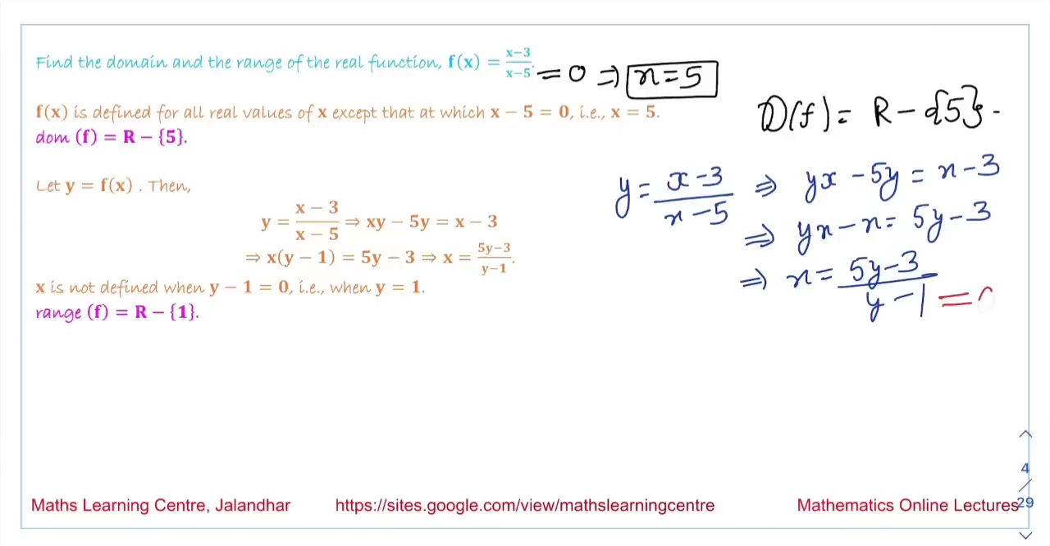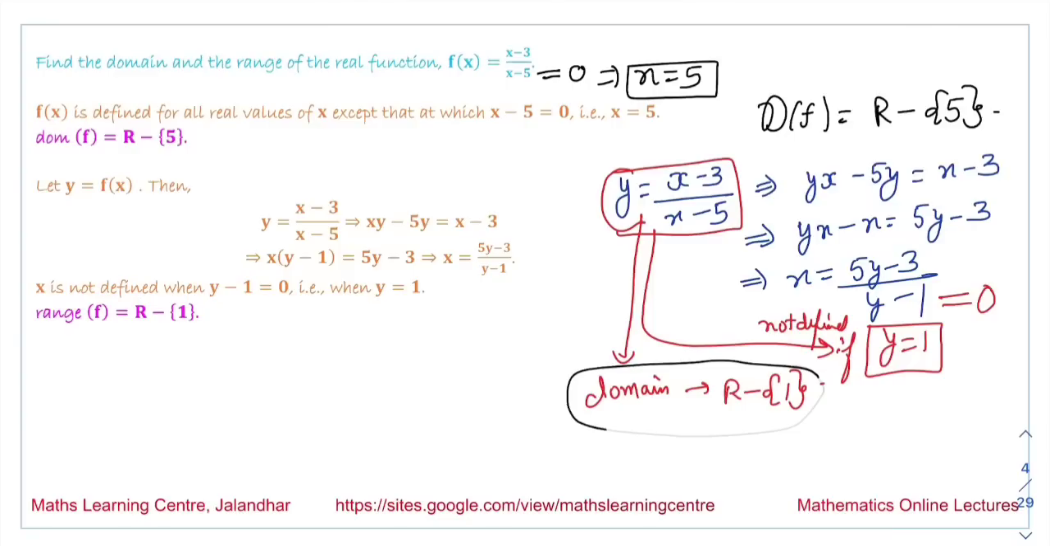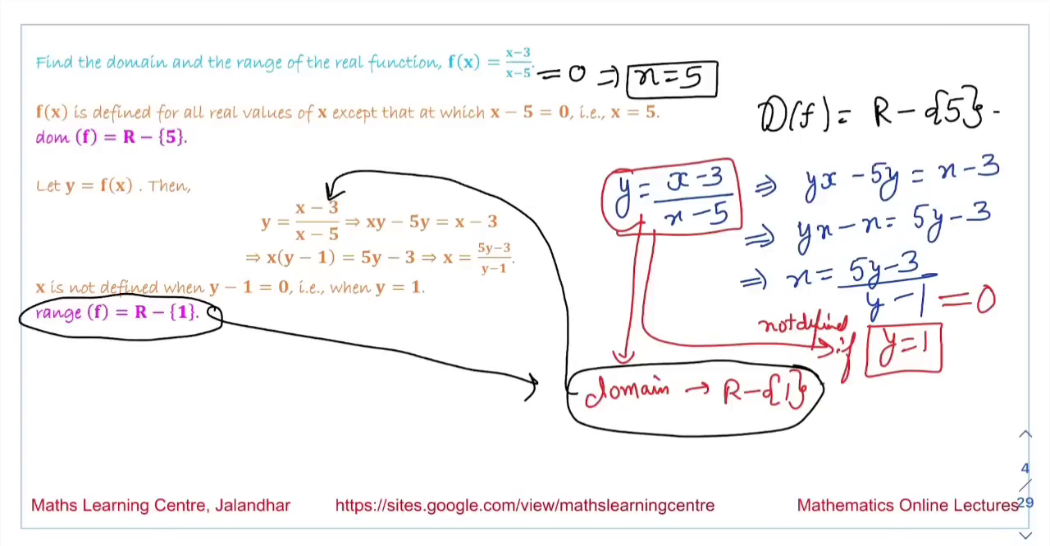This function is not defined for y - 1 = 0, so y = 1. So this function, y = (x - 3)/(x - 5), is not defined if y = 1. So the domain of this function is R minus {1}. This R minus {1}, which is the domain of this function, is the range of the given function.